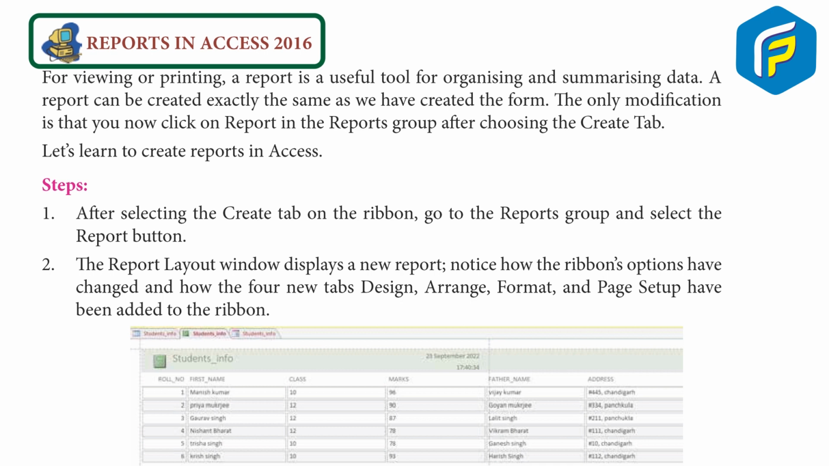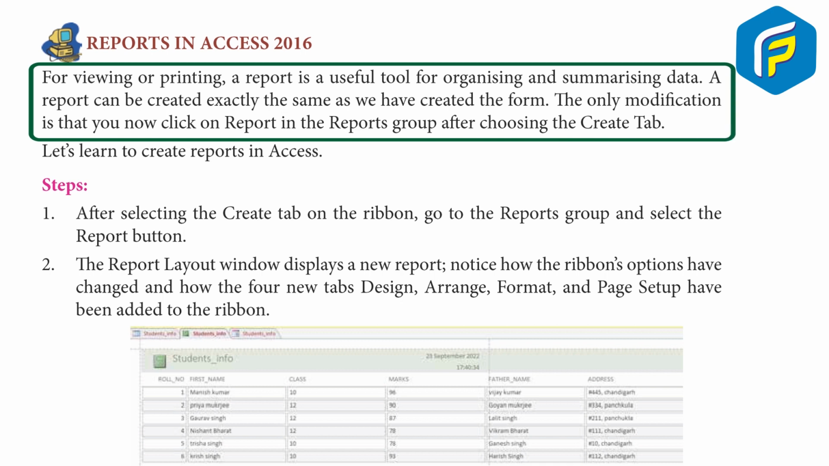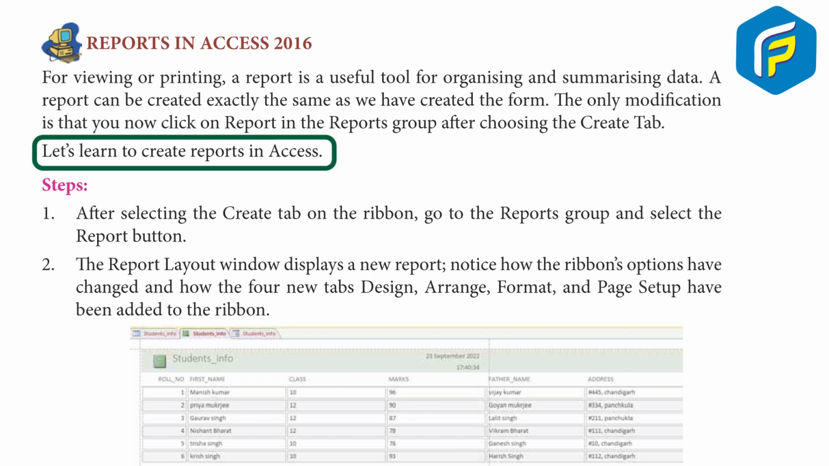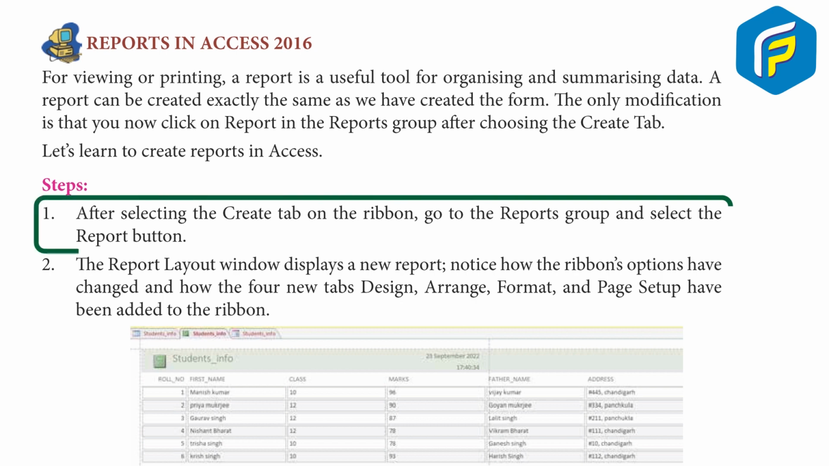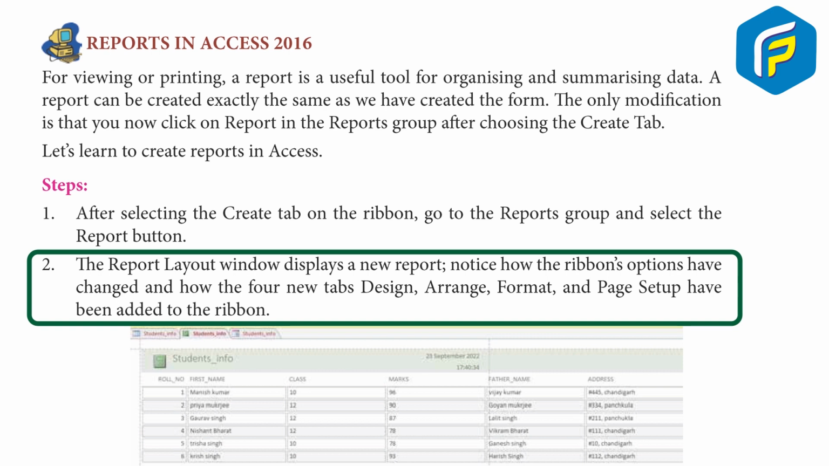Reports in Access 2016. For viewing or printing, a report is a useful tool for organizing and summarizing data. A report can be created exactly the same way as we created the form. The only modification is that you now click on Report in the Reports group. After choosing the Create tab, let's learn to create reports in Access. Step 1. After selecting the Create tab on the ribbon, go to the Reports group and select the Report button. 2. The Report layout window displays a new report.